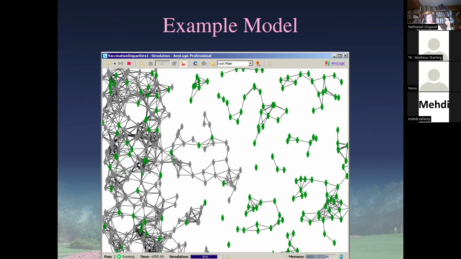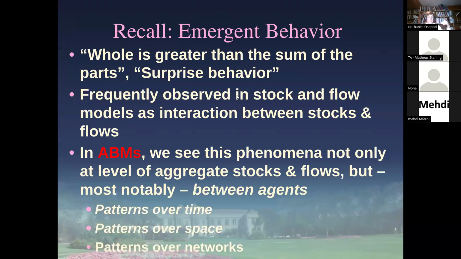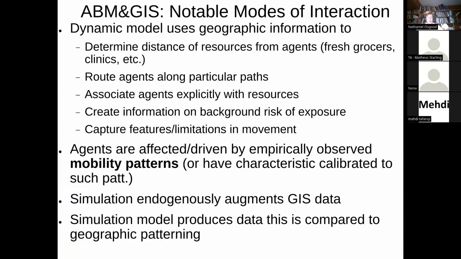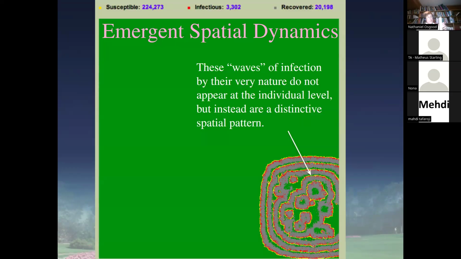Gray is recovered, green is susceptible. So we can have patterns that emerge in an agent-based model because we can have networks and we can have space. We can have patterns over those constructs. And these are often very interesting, very insightful.